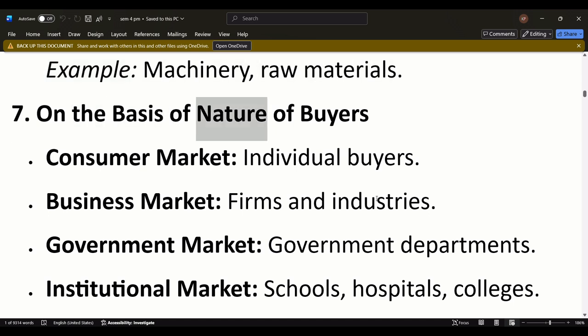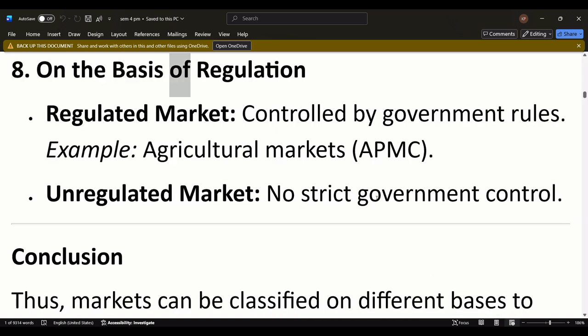7. On the basis of nature of buyers. Consumer market, individual buyers. Business market, firms and industries. Government market, government departments. Institutional market, schools, hospitals, colleges. 8. On the basis of regulation. Regulated market, controlled by government rules. Example, agricultural markets, APMC. Unregulated market, no strict government control.